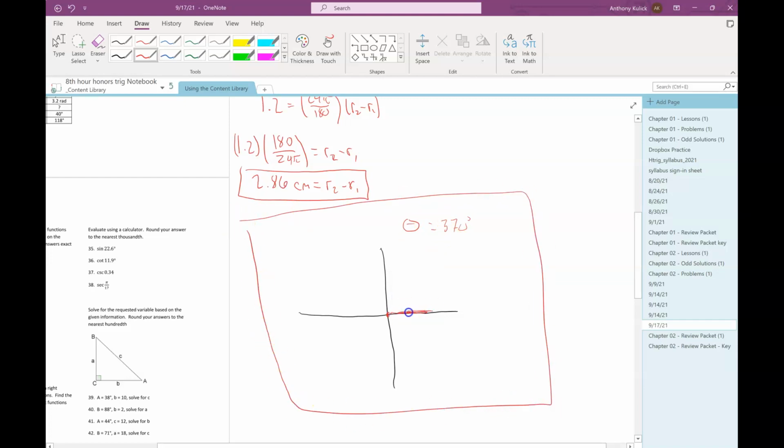So the initial side is the positive x-axis. And then to find the terminal side, we're going to rotate around. So 90, 180, 270, 360, and 10 more puts me over here. And that's all. Oh, okay. So you would rather do a little like 10 degrees? You could if you wanted to, but I don't need you to do that.